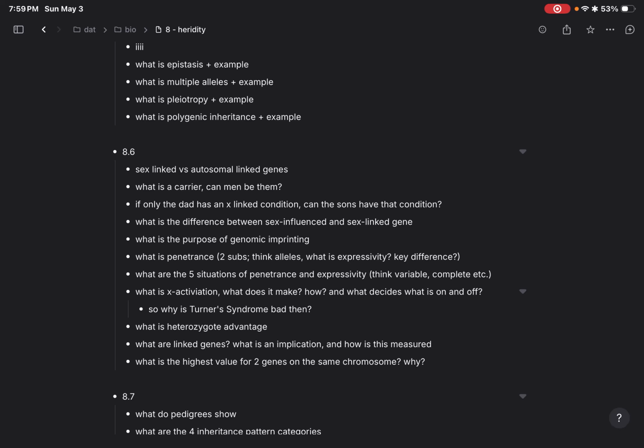You could also have variable penetrance and variable expressivity, which is where some of the people will not have it at all, some people will fully have it, and some people will just be in a range. So you never know. And then you have unexpressed, which is like no one will show it.